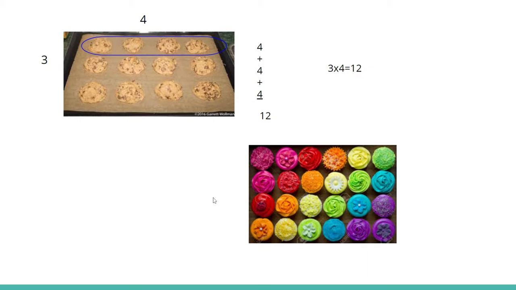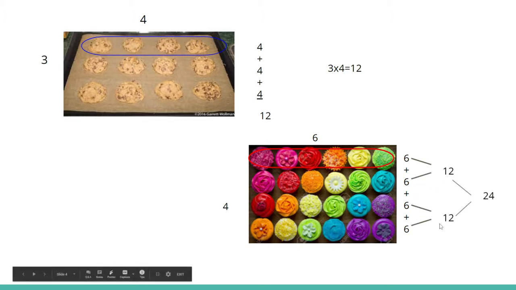So now let's look at our cupcakes. If you look at the rows, there's four rows, there are six in each row. So then I'm gonna look here at my six. So if there's six plus six plus six plus six, this is also repeated addition over here. Well, I know that 6 and 6 is 12, and these two rows are 12, so 12 plus 12 would give me 24.